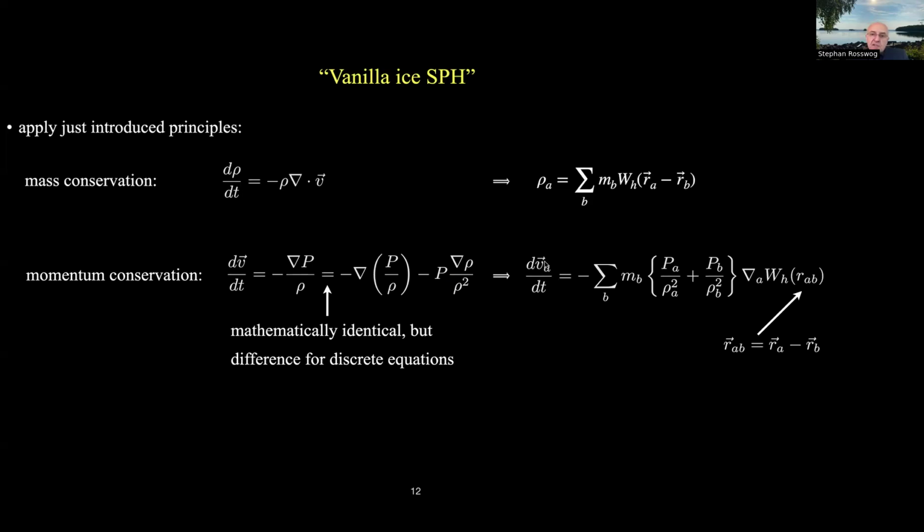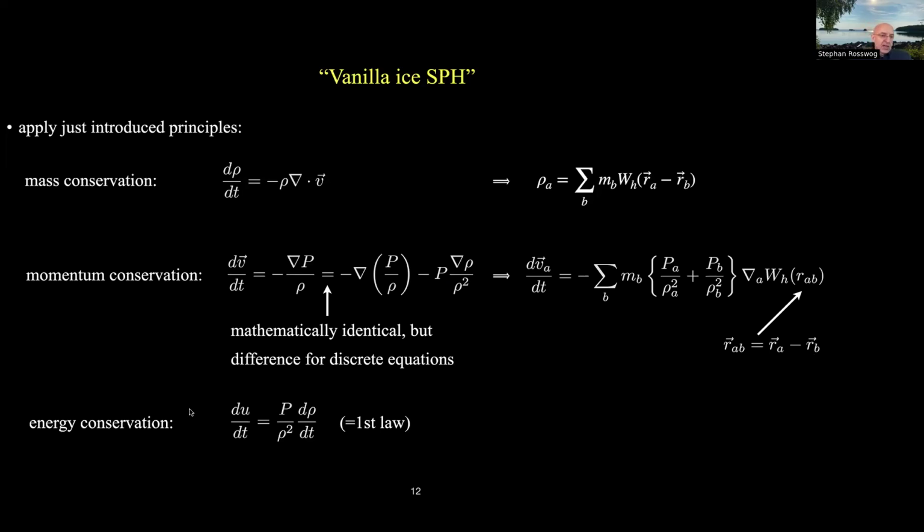Here you have the particle velocity and its Lagrangian time derivative, and you find this by summing over the neighboring particles. Here you have a kernel gradient, and here you have P_A over rho_A squared and P_B over rho_B squared. Whenever I write something like r_AB, this is the absolute value of the vector r_A minus r_B.